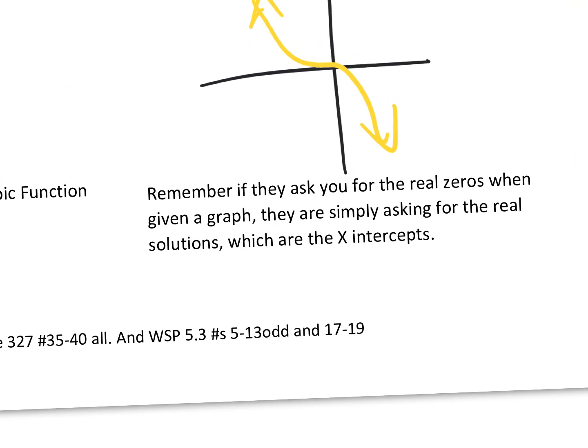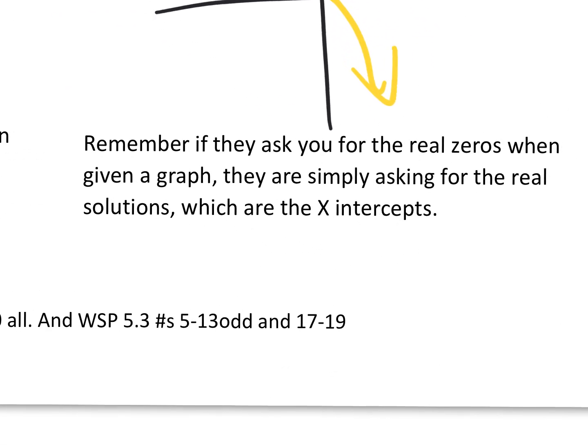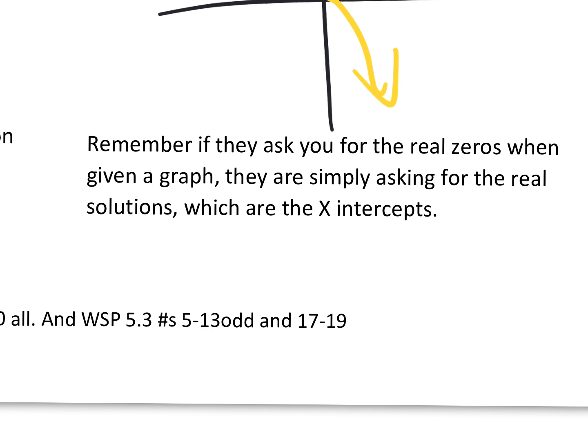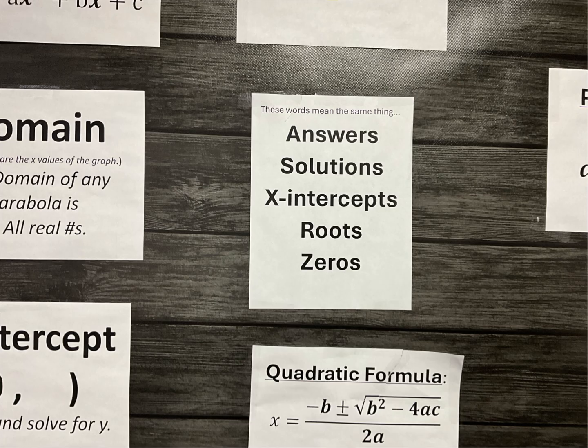Okay, so if they ask you to find the real zeros, what the heck are real zeros? Anybody? It's on the wall right there. Real zeros are simply answers. They're simply solutions. They are x-intercepts, right? Roots are the same thing as answers. Zeros are the same thing as answers. But the word real, it does mean something. Real means an actual real number, okay? Like an actual real x-intercept.